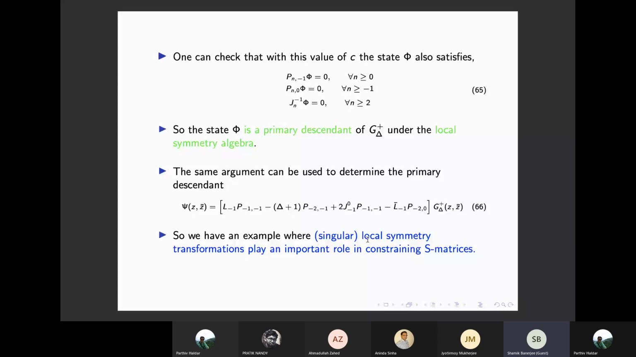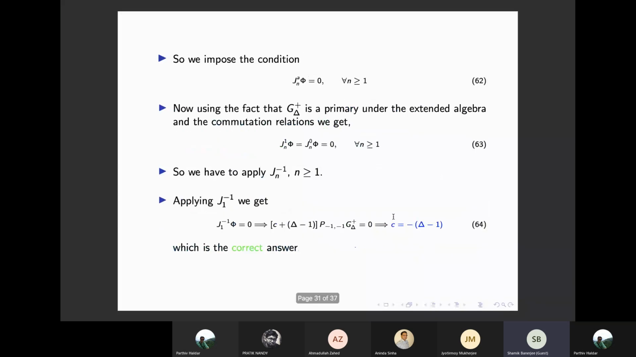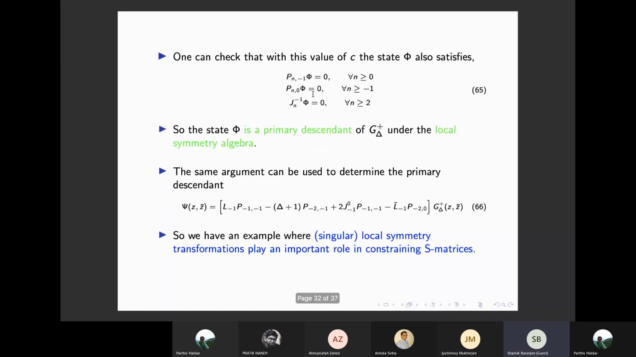And now you can check, for example, that this other primary descendant, which is this psi, which we can call psi zz bar, can also be determined in this way. So basically what you do is you start with a state like psi equal to this, replace all this thing by C1, C2, C3, and then you apply this local condition that this J should kill the state psi, and that gives you the C1, C2, C3, and you essentially get back what you had.